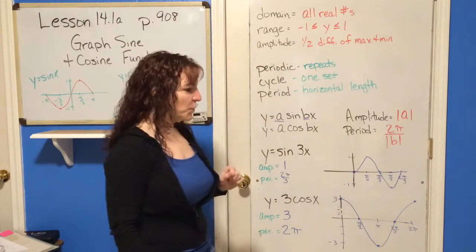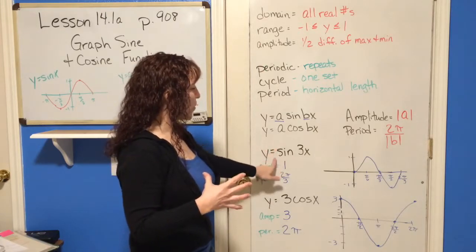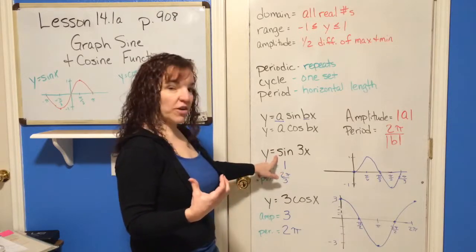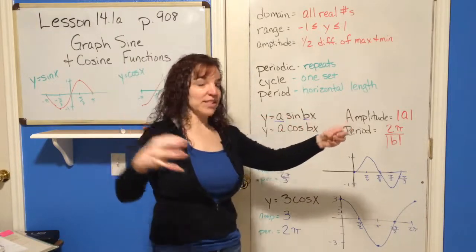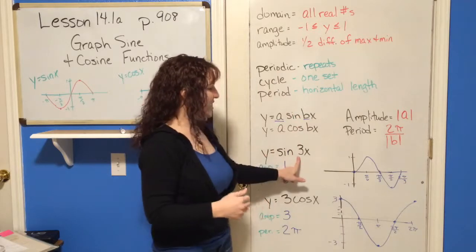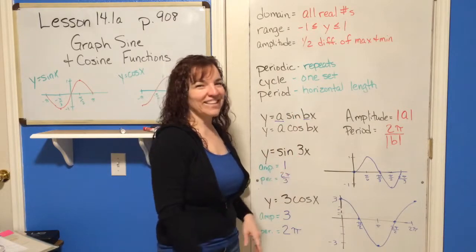Okay. So the things that affect it: the amplitude is affected by what's in front of your trig function, and the period, how long that curve is, when does the cycle end, is affected by the b value, or what's multiplied by your theta. All right, good luck. See you soon.